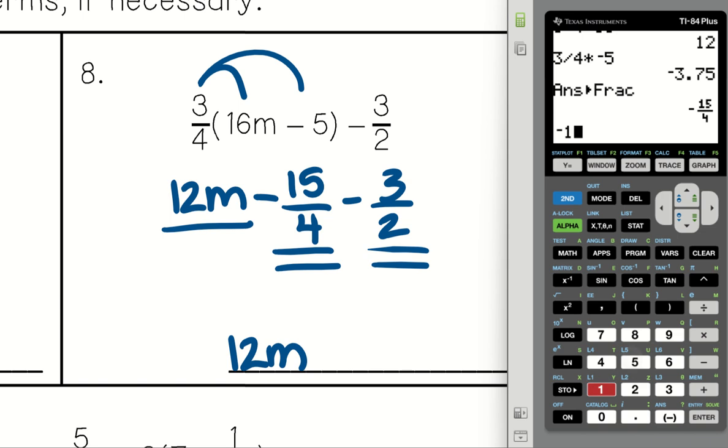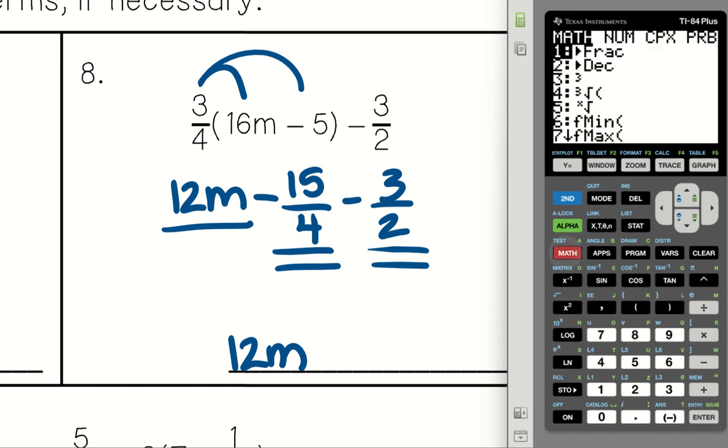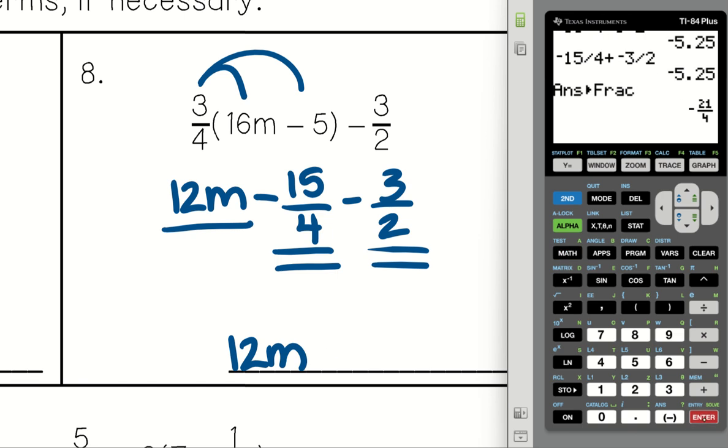We're going to do negative 15/4 minus, this time, 3/2. You could also type it in negative 15/4 plus a negative 3/2, and that would give you the same answer. That's just more buttons, so I usually don't do it that way. Whoops, I noticed that's the wrong symbol right there. Change that to division. There we go. Should get the same answer, and we want this as a fraction, so we're going to hit math, enter, enter. So minus 21/4.